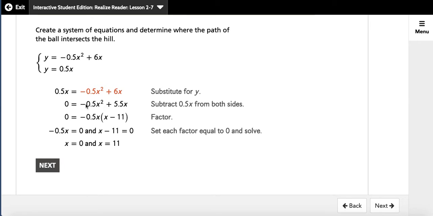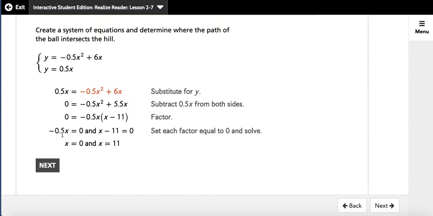Once we set it equal to 0, we can use the quadratic formula if you want. They have done what I would have done. I noticed that there's only two terms. They both have x in them, so I can factor an x out. And we have 0.5 and 5.5, so I can factor out a negative 0.5. When you take a negative 0.5x out of this, you're left with x. And if you divide 5.5 by negative 0.5, you get negative 11. And now that it's factored into these two, you can set them each equal to 0.